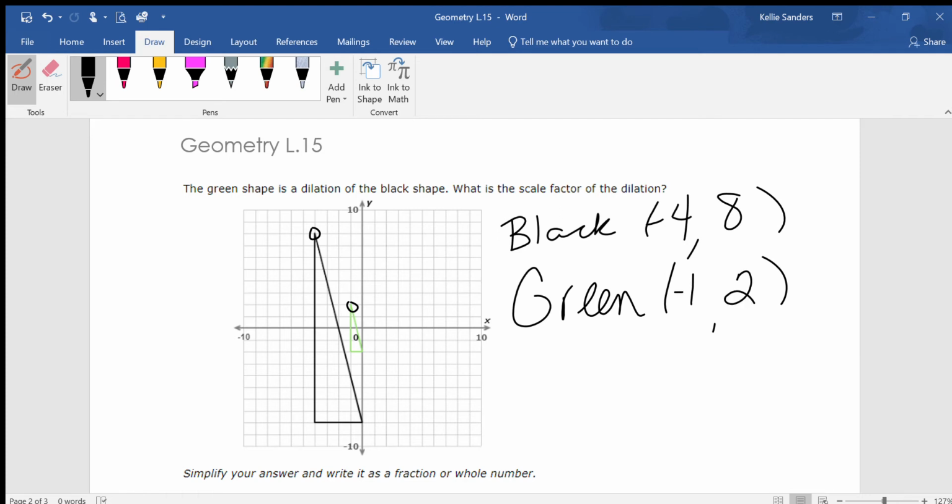So basically, since we're talking about a scale factor, we're either multiplying or dividing, and if we're dividing, it's going to be a fraction like 1 half, 1 fourth, 1 third, something like that. So what happened? How do you get from negative 4 to 1 and from 8 to 2? Well, you're dividing because it got smaller, right? So the scale factor is 1 fourth because 4 divided by 4 is 1 and 8 divided by 4 is 2.